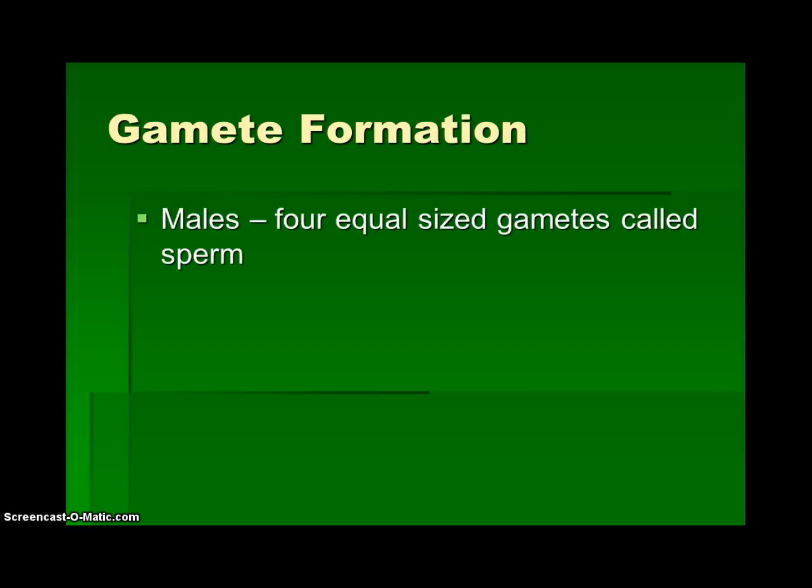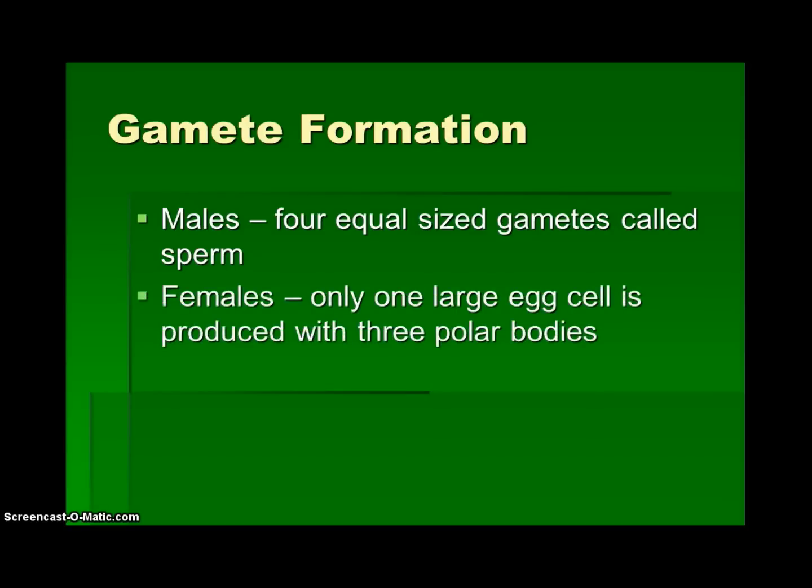Gamete formation. Males have 4 equal-sized gametes called sperm, and females have only one large egg cell, which is produced with 3 polar bodies. So gametes are just the sex cells. We know that males have sperm, females have their eggs.